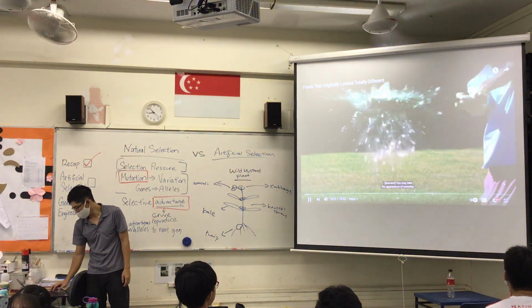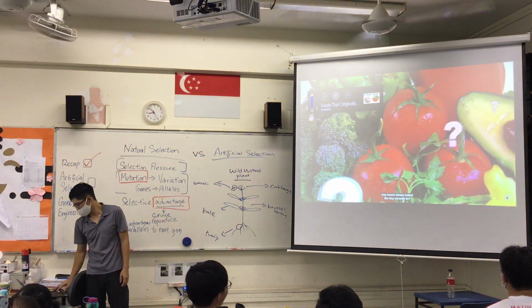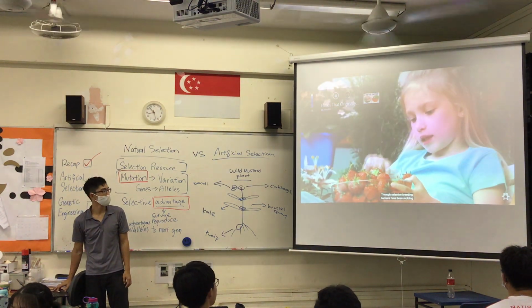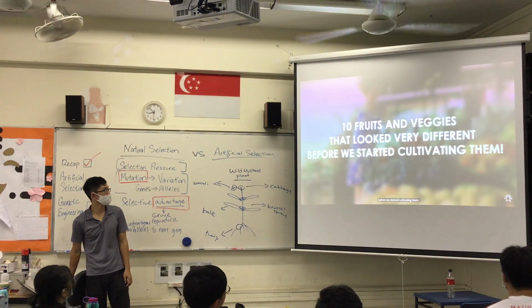You may take the appearance of everyday fruit and veggies for granted, but did you know they haven't always been what they currently are? It came through selective breeding over the years. Here are 10 fruits and veggies that looked very different before we started cultivating them.